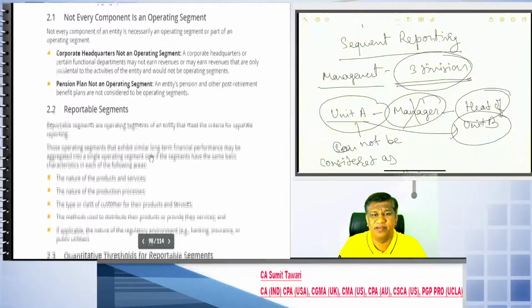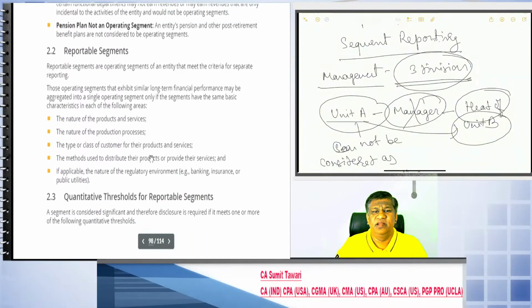Then reportable segment. Reportable segments are operating segments of an entity that meet the criteria for separate reporting. Okay, so we just need to see these criteria. Those operating segments that exhibit similar long-term financial performance may be aggregated into a single operating segment only if the segments have the same basic characteristics in each of the following areas. Means your customer base is the same, your raw material is the same. Okay, so you can consolidate it.